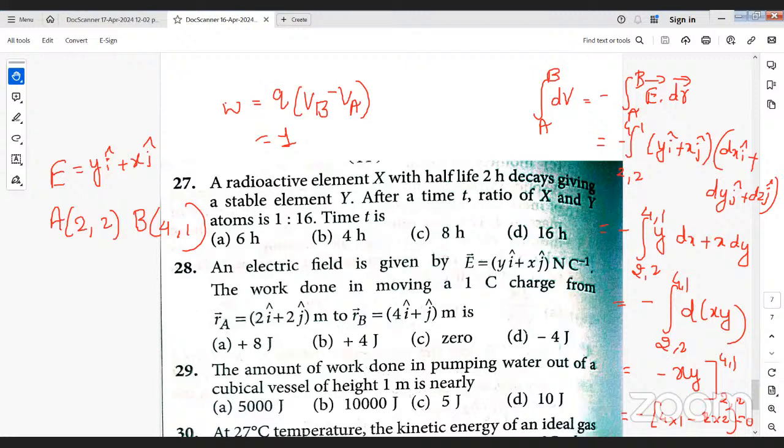Yes. So the potential difference, how much are we getting? The potential difference we are getting is 0. Work done will be what here, students? Work done will be 0.